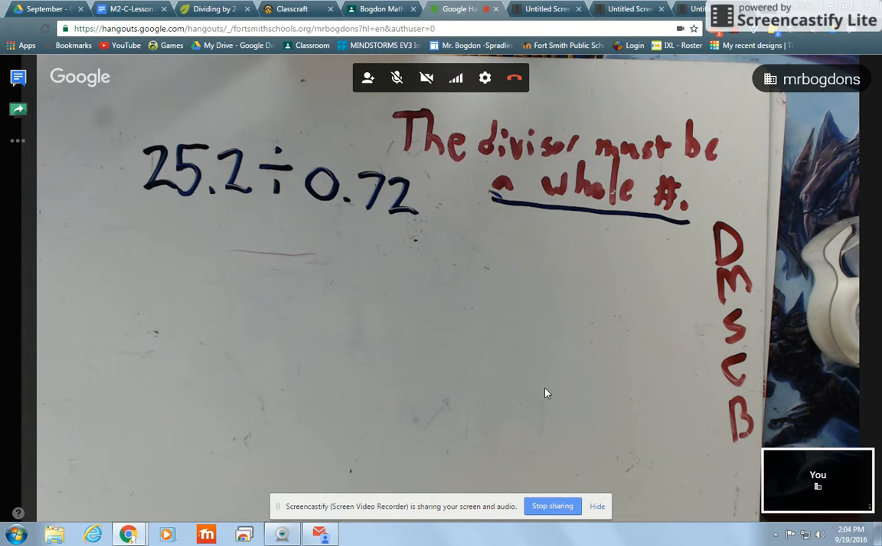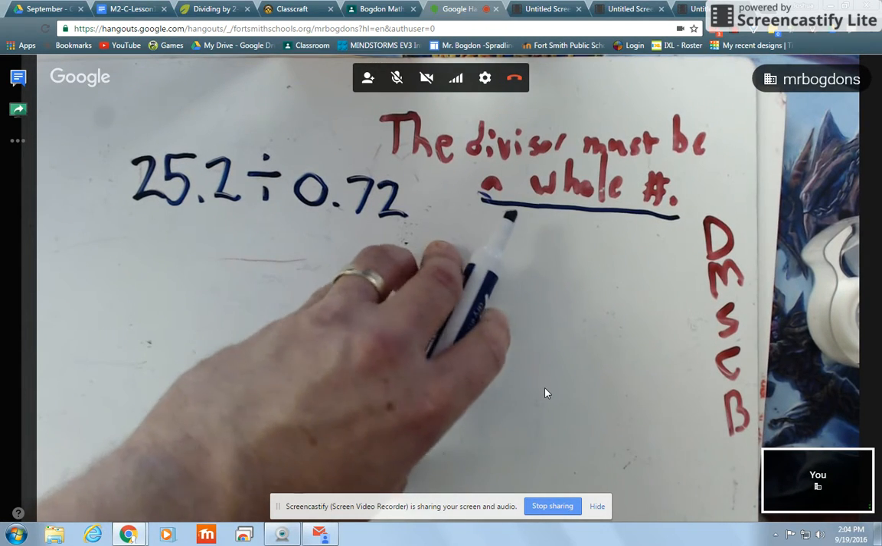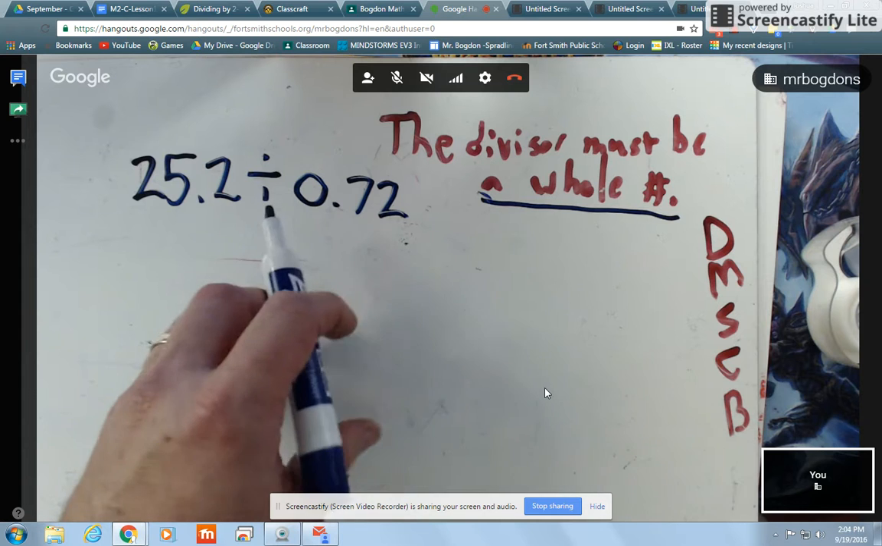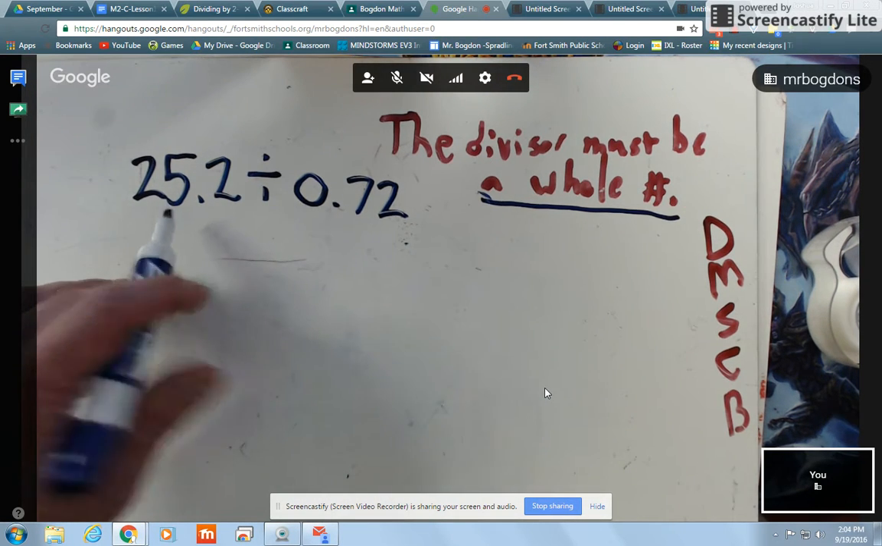25 and 2/10 is being divided by 72 hundredths. Rewrite this as a division problem, right? Okay. Well, before we do that, I know that the divisor must be a whole number. The divisor is always the second number. The first number is the dividend.